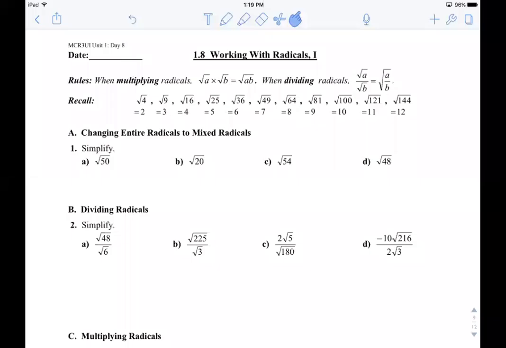Welcome to Unit 1, Lesson 8, Working with Radicals. So now it's important to recognize that we are changing gears from working with rational expressions to working with a word that sounds kind of similar called radicals. So you can think for now of radicals as being square root symbols with a number underneath them.